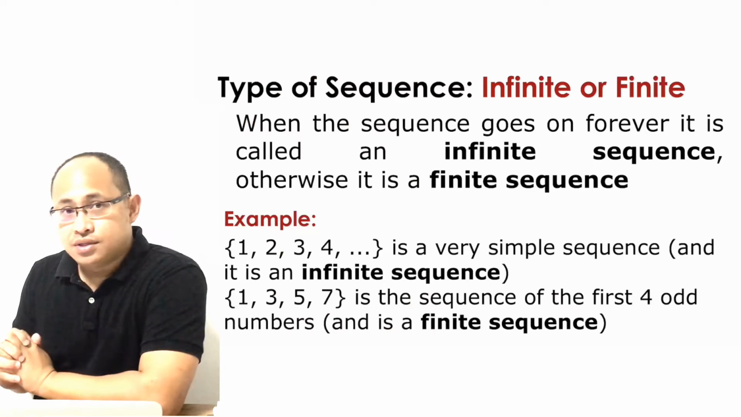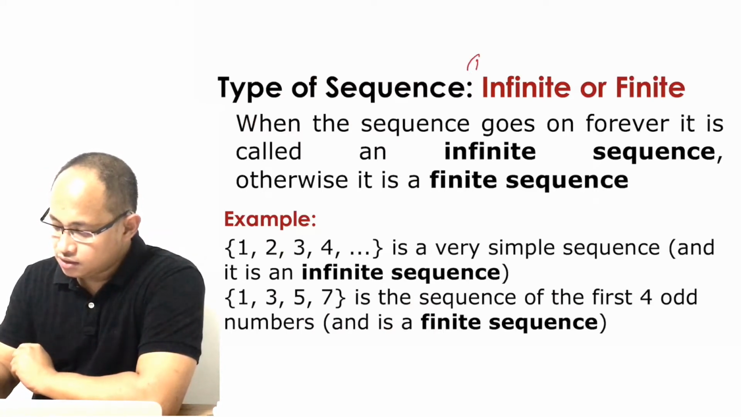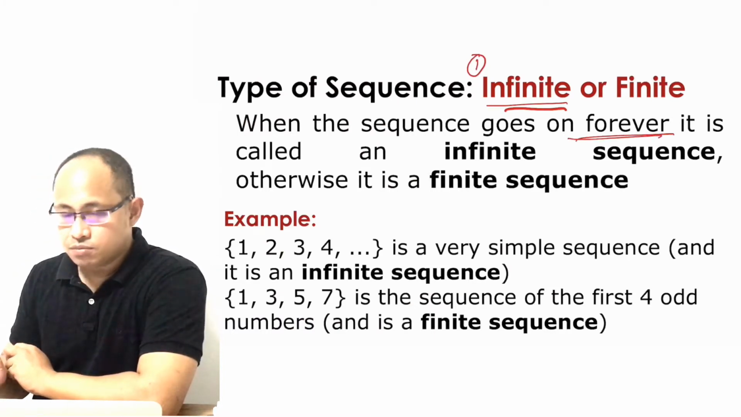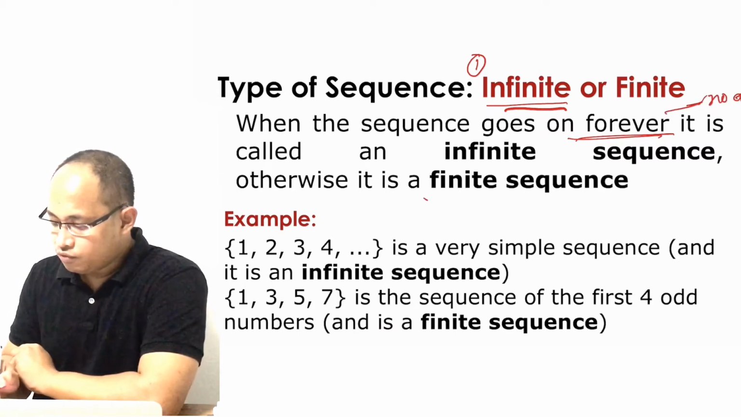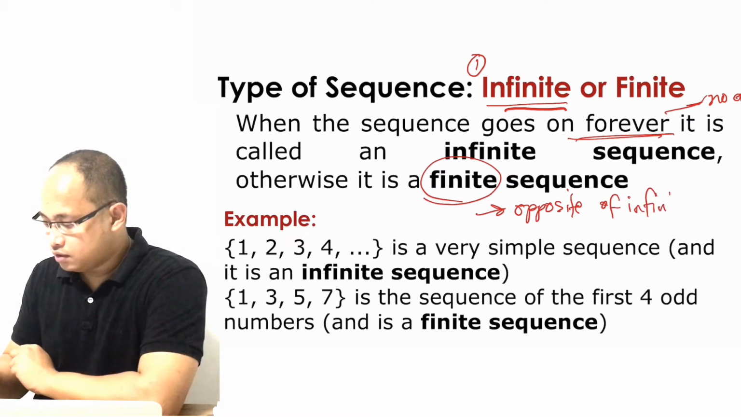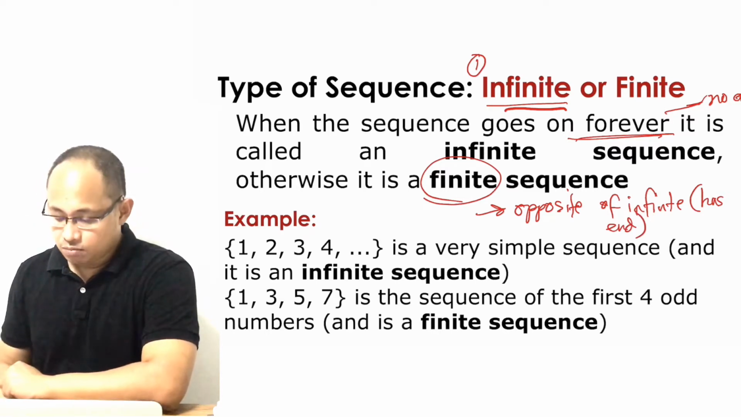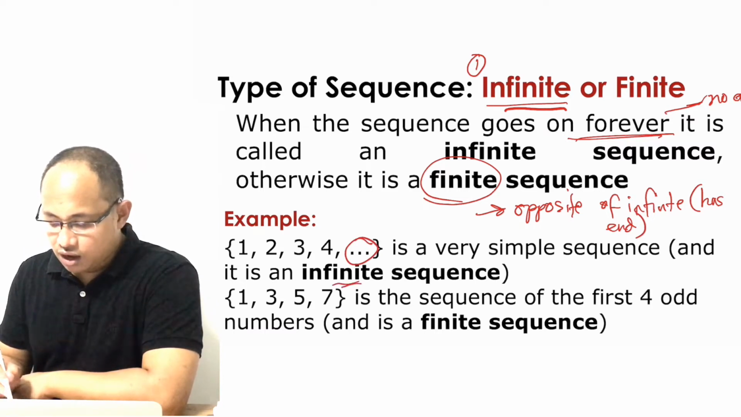Now, we are going to discuss the types of sequences. The first type of sequences is infinite and finite. Infinite means it goes forever, so there is no end, while finite is the opposite of infinite. So if you can see these three dots here, it means infinite. If none, it is finite.